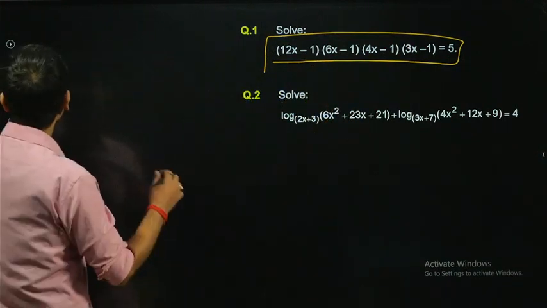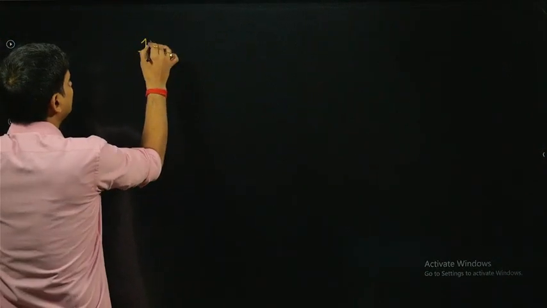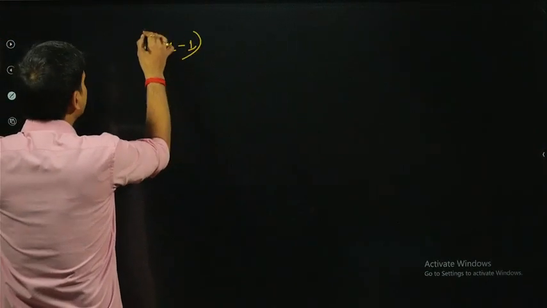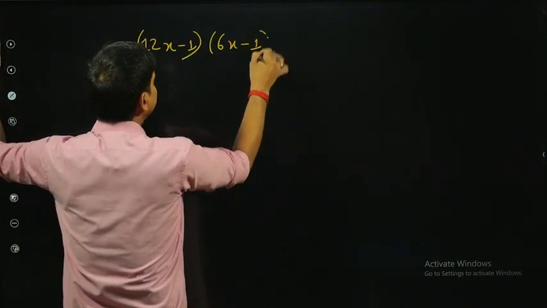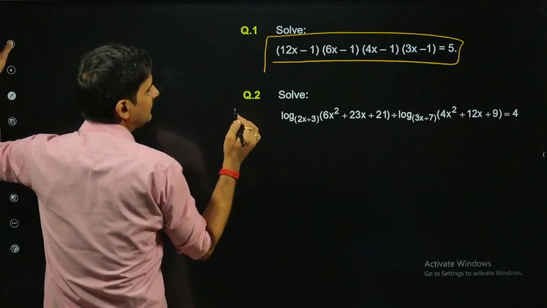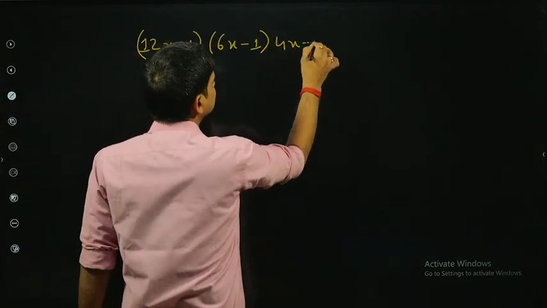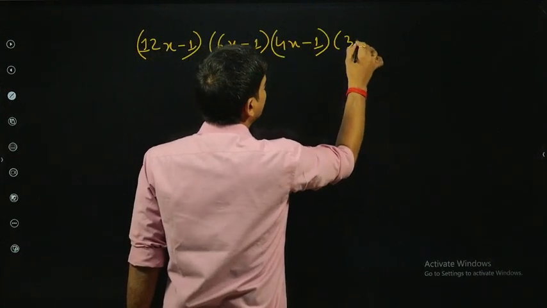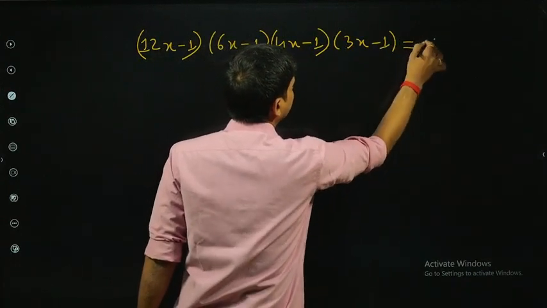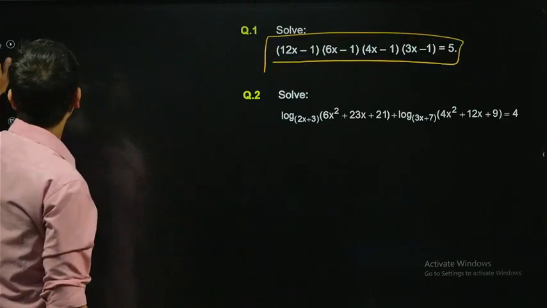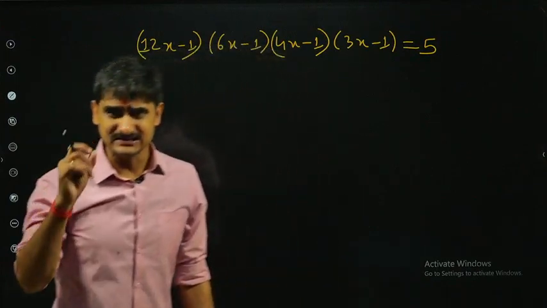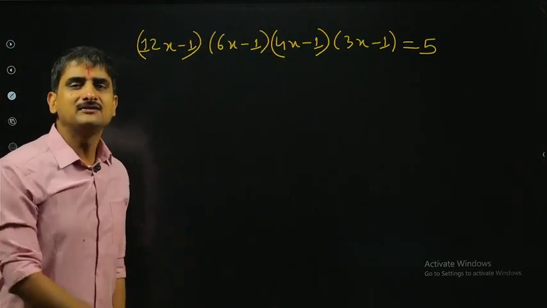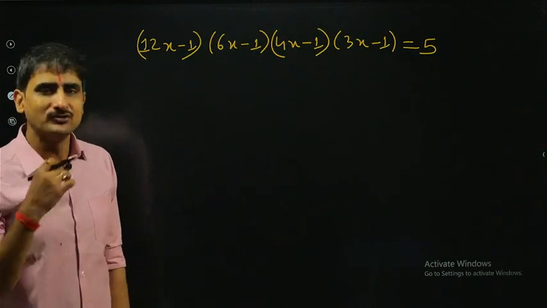So the question is that we have to solve: 12x minus 1 into 6x minus 1, into 4x minus 1 into 3x minus 1, and in RHS we have 5, I suppose. Yeah, it's 5 there. Now in general, whenever I look at such a type of question, my approach is to combine the first and the last.